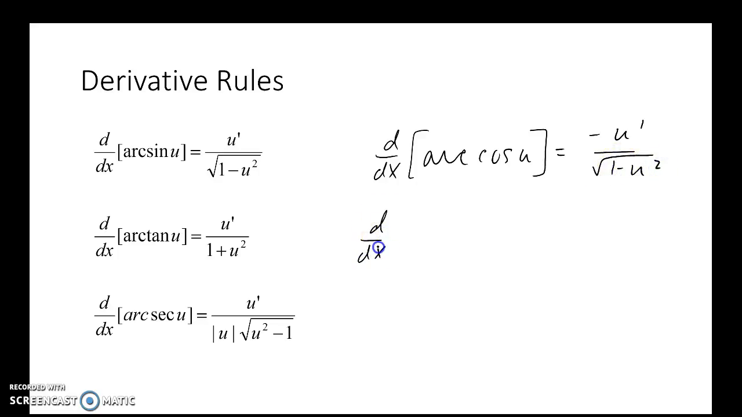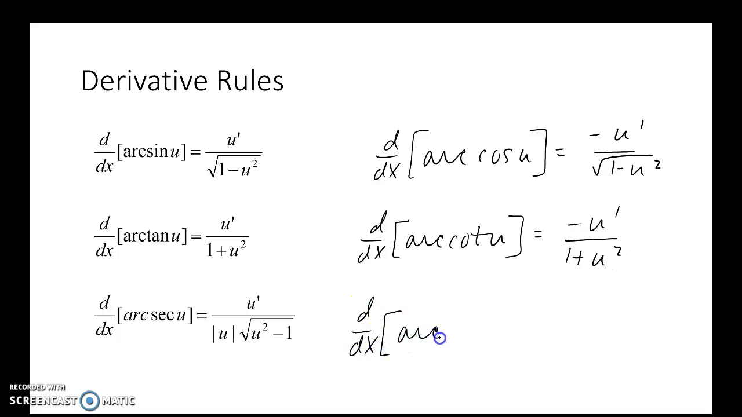The derivative of the arc tan function, arc cotan of u is the exact opposite of the arctan, so negative u prime over 1 plus u squared. And then the derivative of arc cosecant of u, negative u prime over everything that remains.